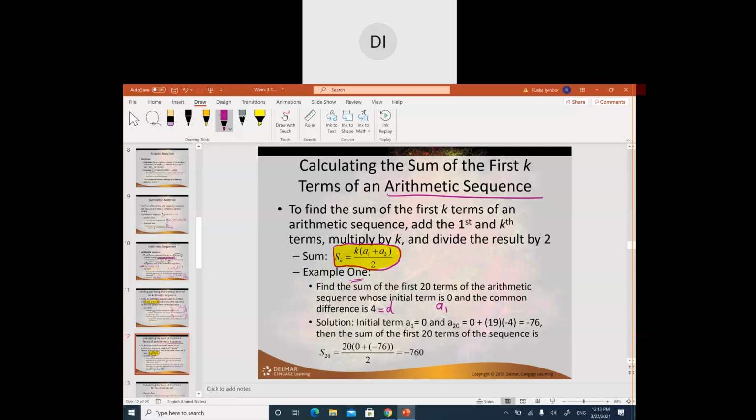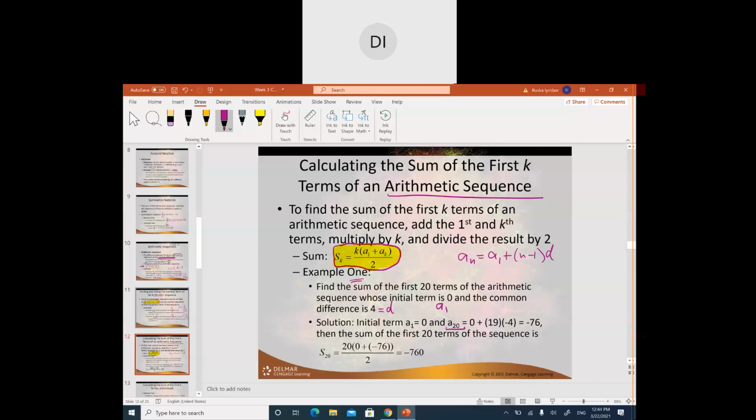And I'm going to use the previous formula. Remember the formula for AN, the general term? AN, I'm going to write it here. It's A1 plus N minus 1 times D. So this is the previous formula used to find A20. So A1 is 0 plus N minus 1, because N is 20, minus 1 is 19, times 4.